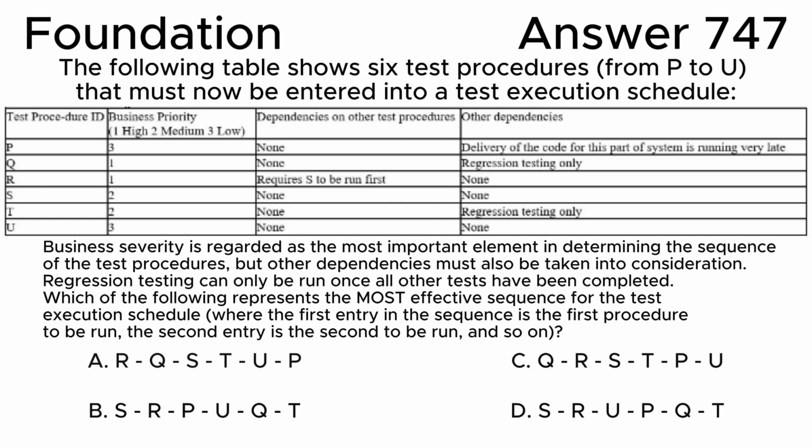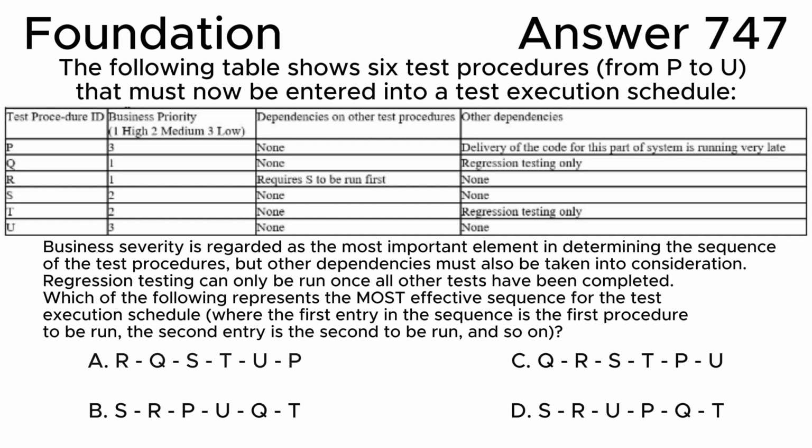The next two medium priority test procedures are S and T. Procedure S has already been completed first. Procedure T is regression testing only and should be run later. The next two low priority test procedures are P and U. These two procedures should be run before regression testing. Procedure P should be run after U because code delivery is late. So, the second two test procedures are U and P.